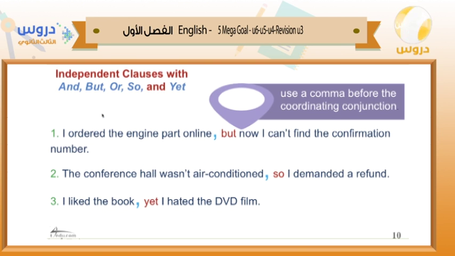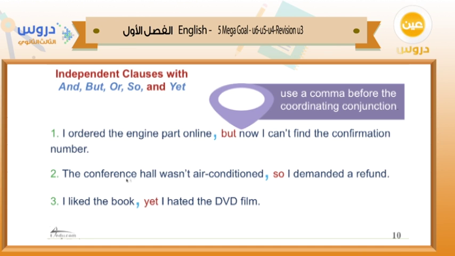Now let's move to the second part here, independent clauses with and, but, or, so, and yet. Here they are coordinating conjunctions used with independent clauses, okay? Number 1, I ordered the engine part online, but now I can't find the confirmation number. Here I use but, a coordinating conjunction, because here we have opposite thoughts, all right?